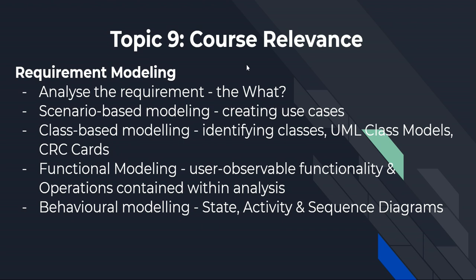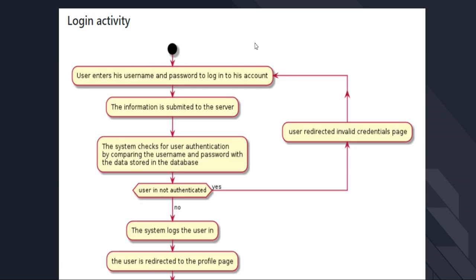Behavioral modeling. We would like to use some examples to explain this. First, we would like to give an example of the login activity diagram. Here you can see the activity diagram illustrates the activity that goes on in a particular process. First the user inputs his username and password and then submits for authentication. Depending on the result of the authentication, it either moves to the profile page or returns back to the login page and asks for the same username and password.